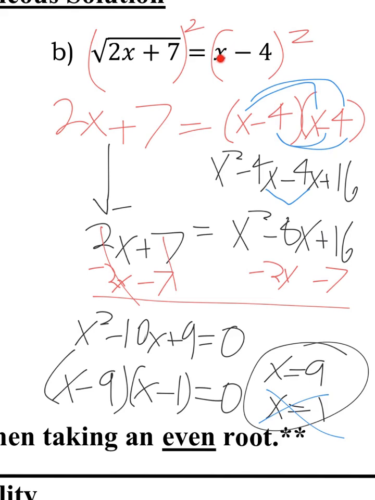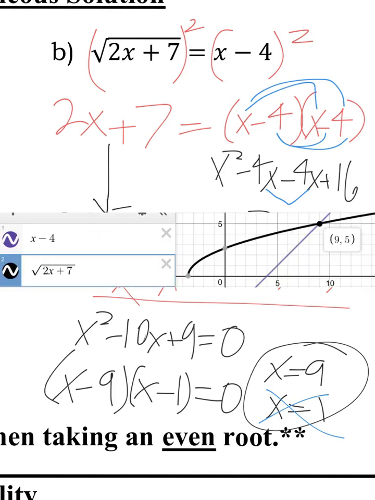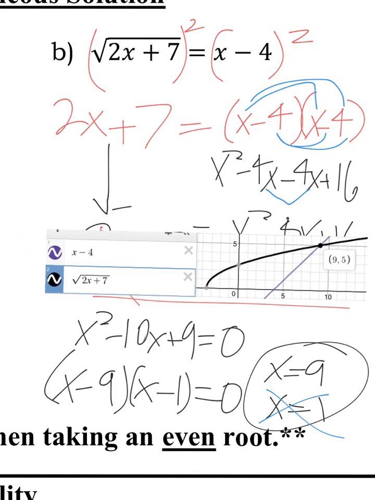If you plug in a 1 here, 1 minus 4 is negative 3. You're going to get negative 3. And if you take the square root, you should be getting positive answers. Yes, I know algebraically the square root can equal a plus or minus, but that's why you really need to look at the graph. And the graph, let me pull it up here. The graph intersects once, and that's at 9, 5, okay?